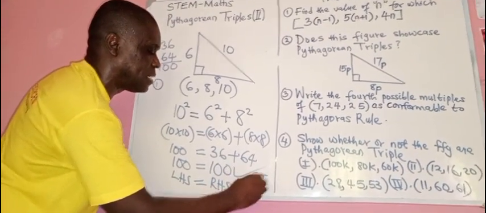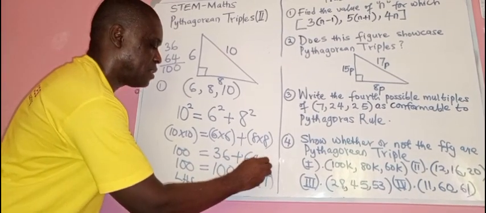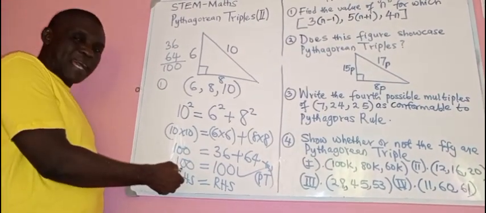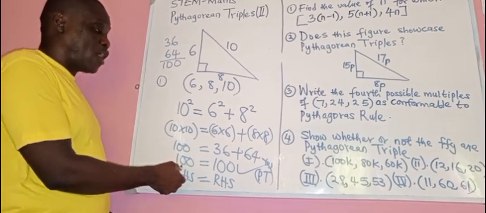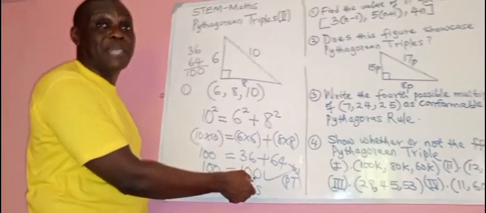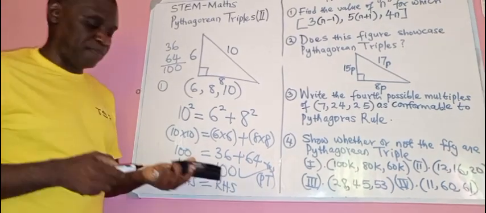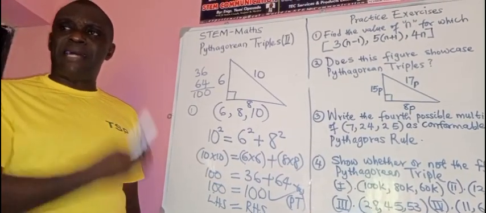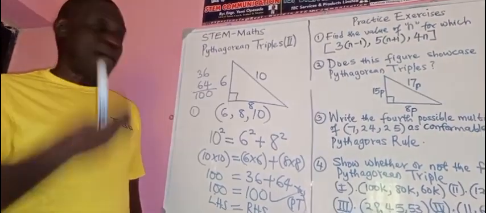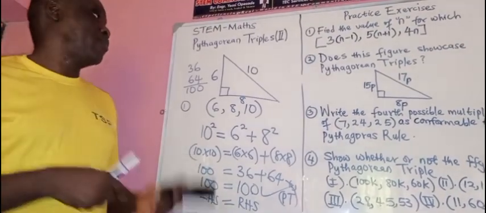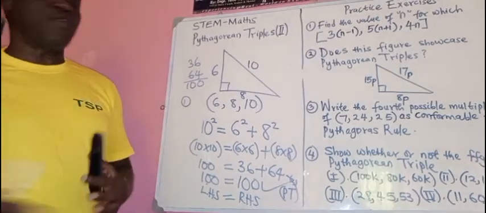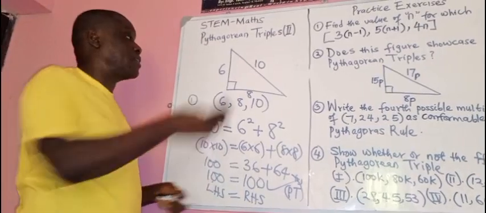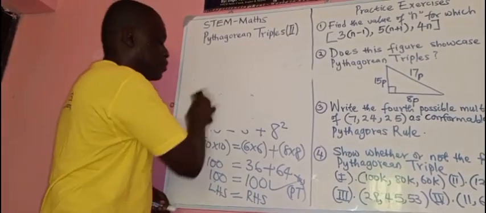So that means it is a Pythagorean triple, PT. You say yes, it is a Pythagorean triple, because the hypotenuse squared is equal to the sum of the squares of the opposite and adjacent sides. Did you get that? Yes. Did you understand that? That is one of the applications of Pythagoras theorem. Okay, I want to clean this. I hope you understand this. Yes. Okay, now let's look at another one.